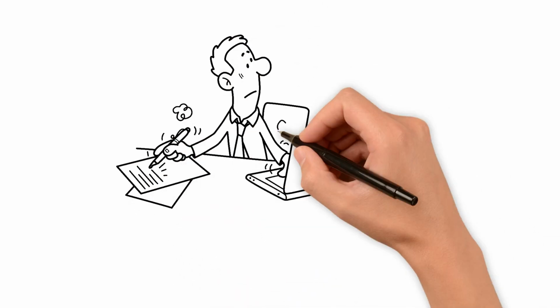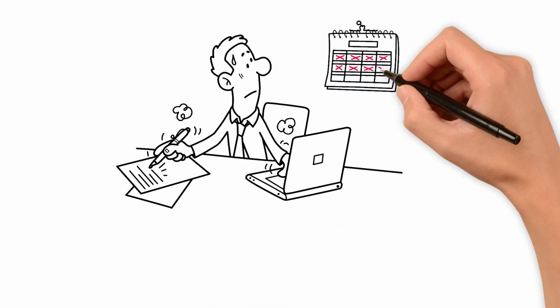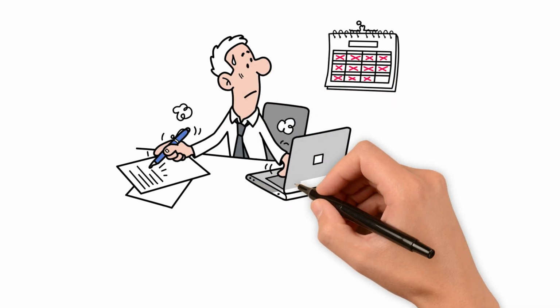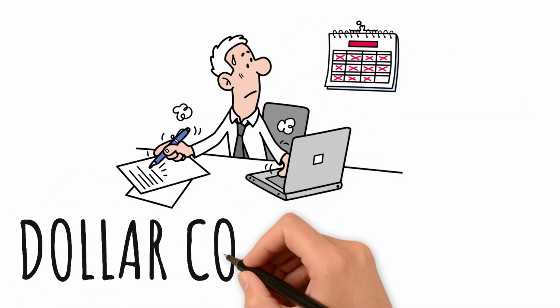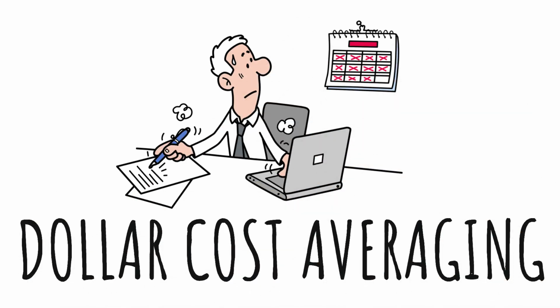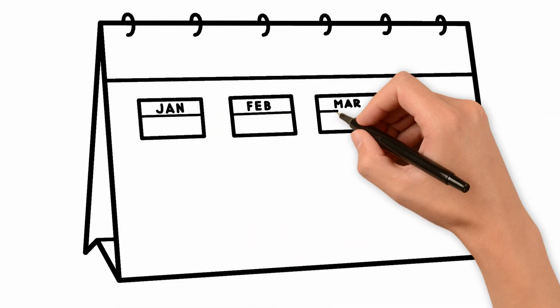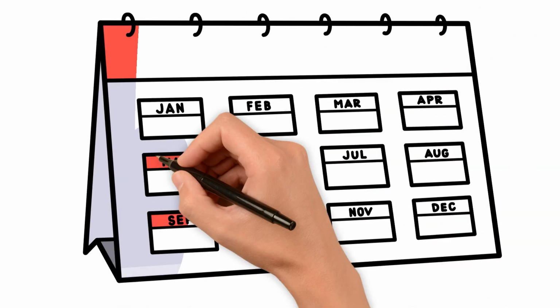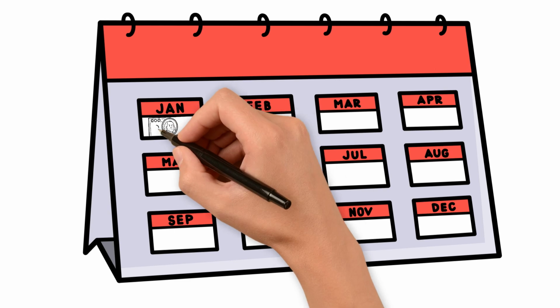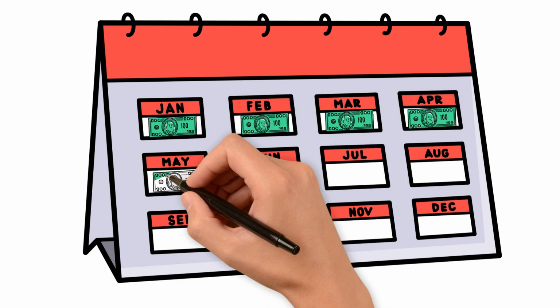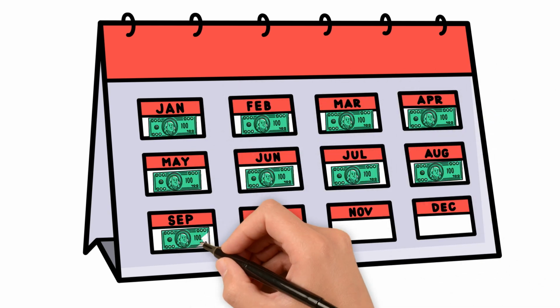Think investing means picking the perfect moment? What if I told you there is a smarter way to do it? That is dollar cost averaging. With dollar cost averaging, you invest a fixed amount regularly, let's say $100, no matter if the market is up or down.